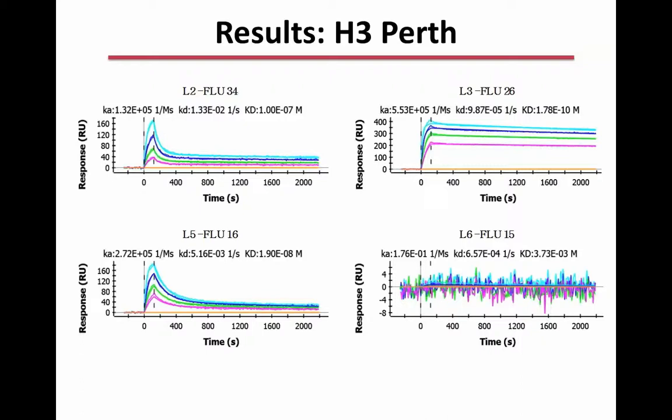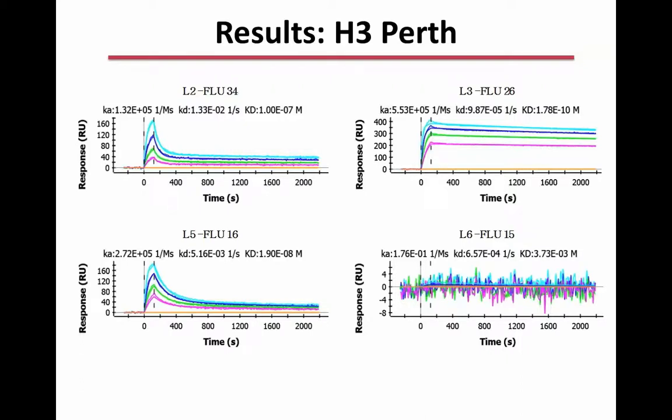To determine the KD, we fit the graphs using the bivalent analyte model, and this is the model that most closely fits with our data. The biologic reason for that being because the trivalent structure of hemagglutinin, although most likely behaves closely to a bivalent analyte.